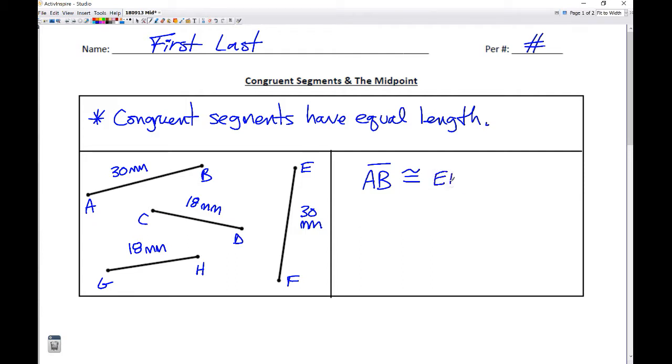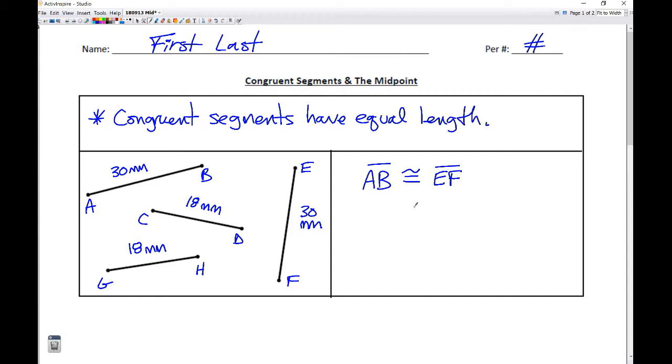And then we would say line segment EF. So you would read this sentence right here like this. You would read this sentence, line segment AB is congruent to line segment EF. Okay, line segment AB is congruent to EF.